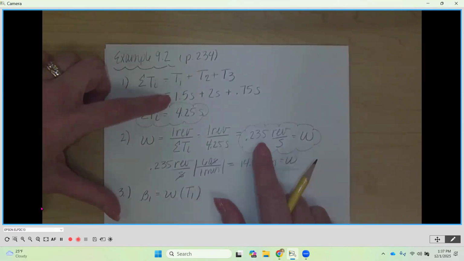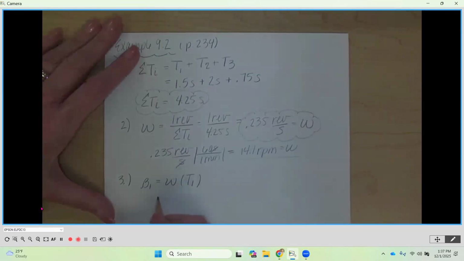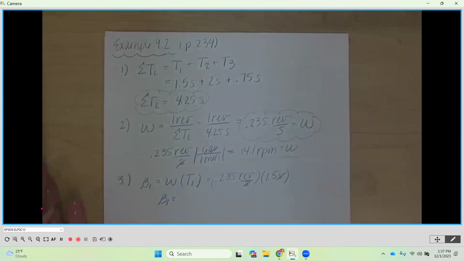So we want to multiply the revolutions per second, the 0.235 revolutions per second, not the RPMs. So we're going to say, all right, our W is 0.235 revolutions per second. Make sure you put your units in. And our time is 1.5 seconds. So seconds cancel top to bottom, and our beta 1 is going to be 0.3525 revolutions, right?